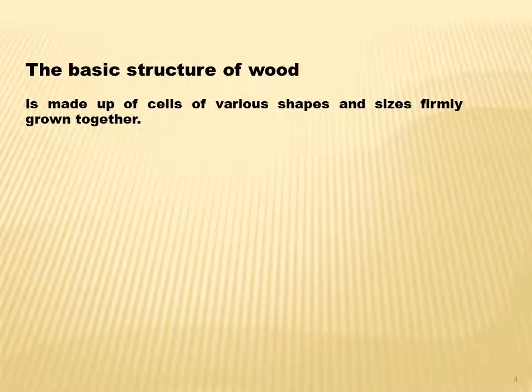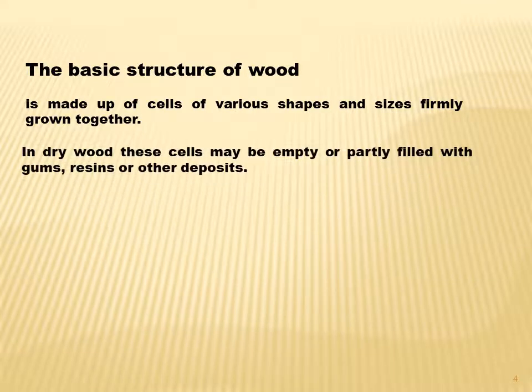The basic structure of wood. Basically, the wood is made up of cells of various shapes and sizes that are firmly grown together. In dry wood, these cells may be empty or partly filled with gums, resins, or other deposits.